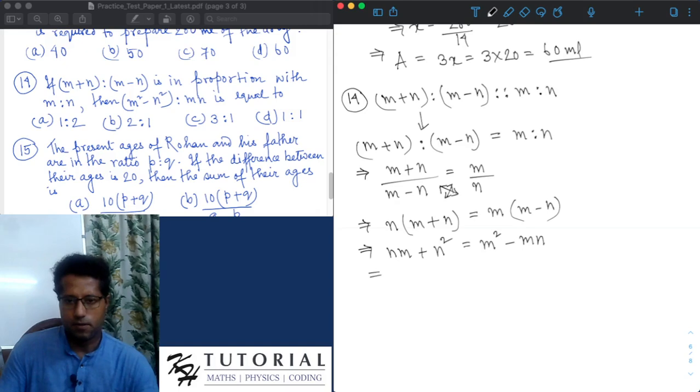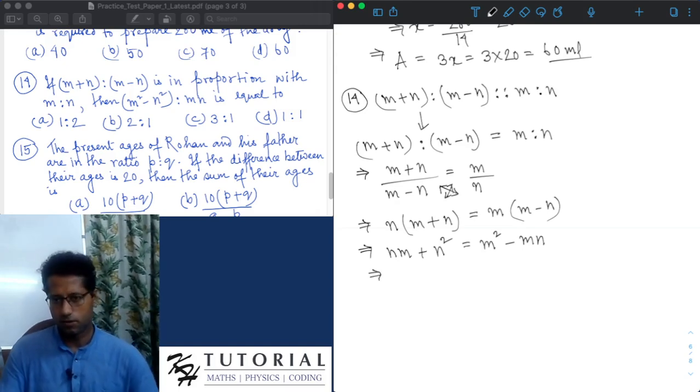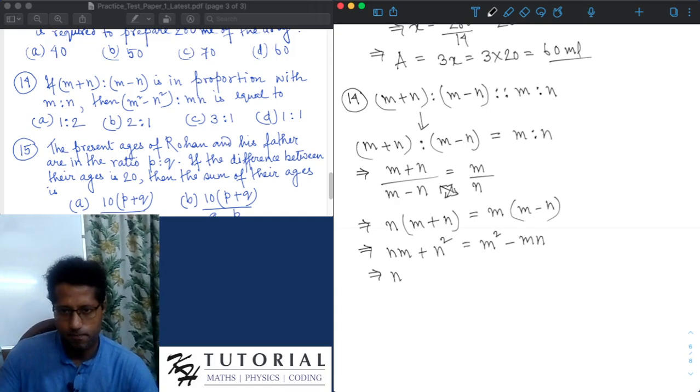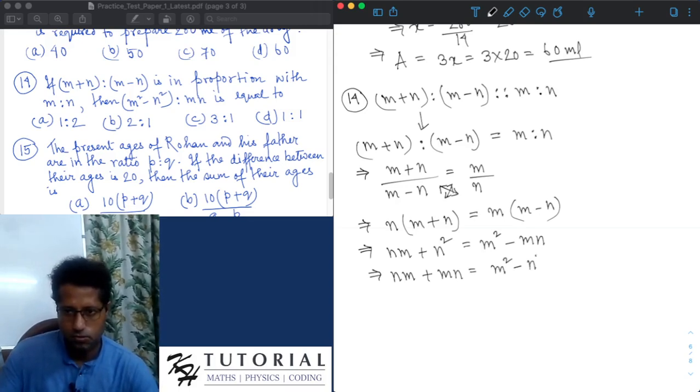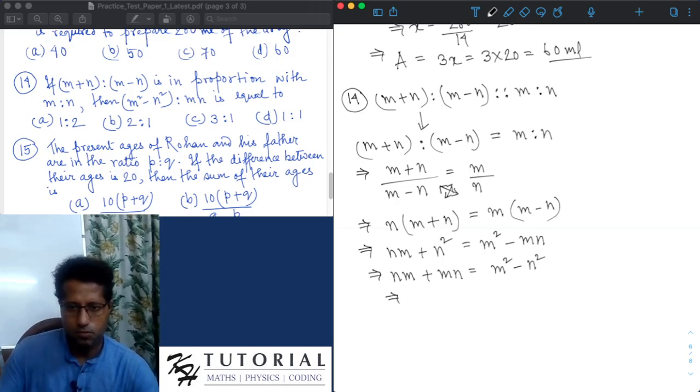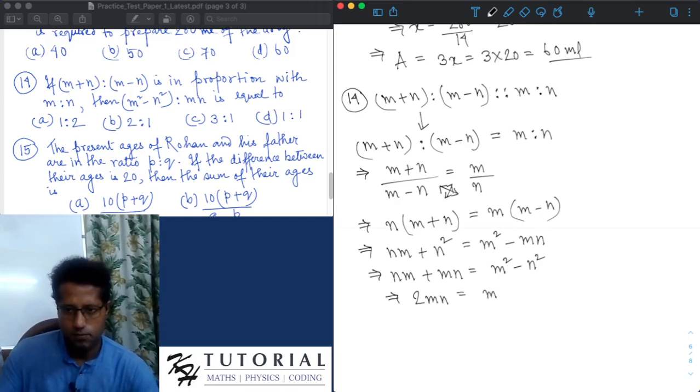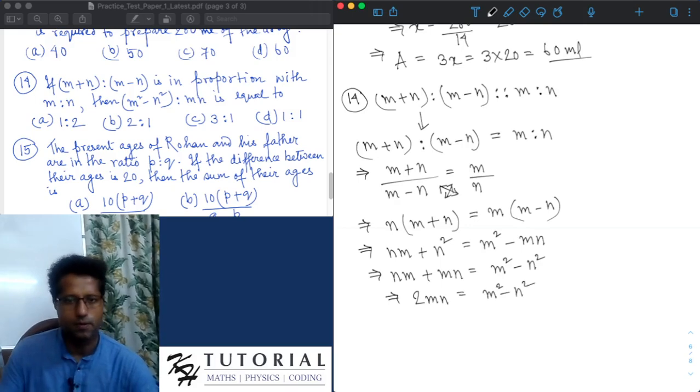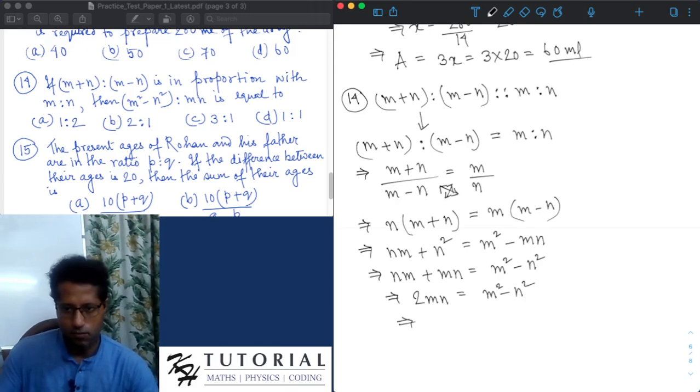Now if I bring the mn terms to the left hand side and all other terms to the right hand side, I get nm plus mn equals m square minus n square. This implies twice mn equals m square minus n square. Or we can say the other way around, that m square minus n square equals 2 mn.